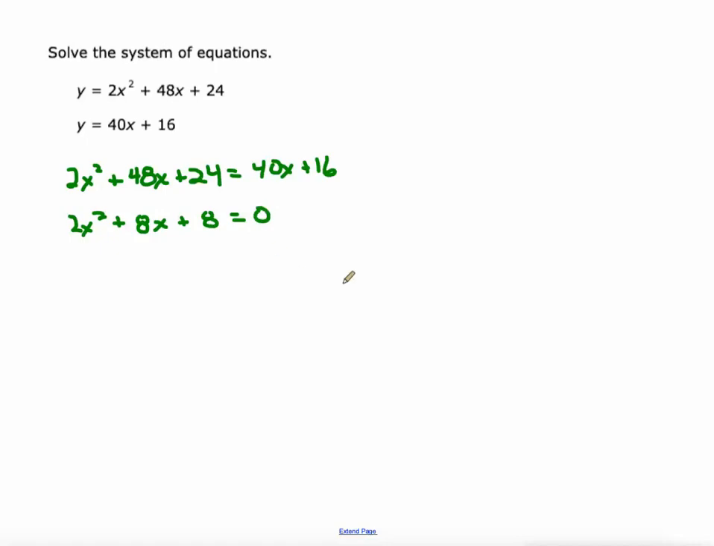All right, now we've got options. We can use the quadratic formula, we can try and factor, we can complete the square, whatever method you have for solving a quadratic equation. I see that all these terms are divisible by 2, so that's the first thing I'm going to do, divide them all by 2. And then I see that this is a perfect square trinomial that can be factored. So I'm going to solve this by factoring.